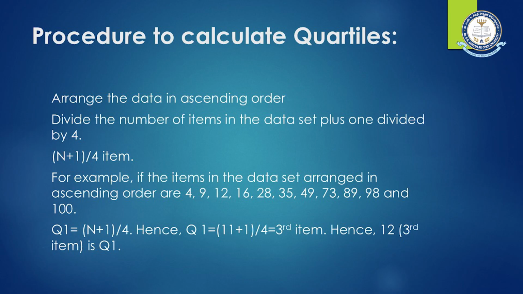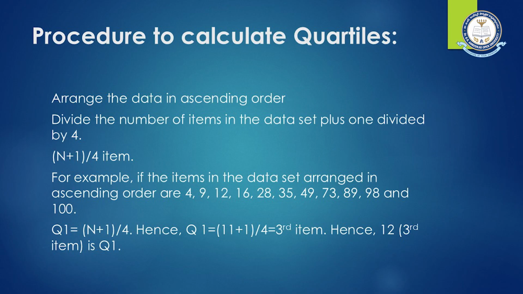The first quartile, Q1, is also known as the lower quartile. It separates the lowest 25% of the data from the rest of the data set. In simple words, 25% of the data is below quartile 1.